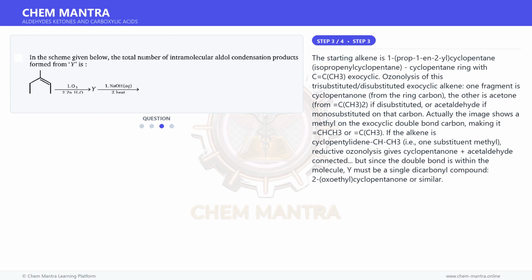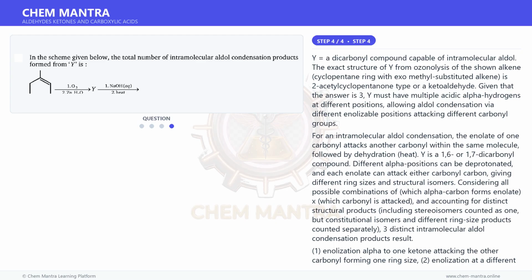Actually, the image shows a methyl on the exocyclic double bond carbon, making it =CH-CH3 or =C, CH3. If the alkene is cyclopentylidene CH-CH3, i.e., one substituent methyl, reductive ozonolysis gives cyclopentanone plus acetaldehyde connected. But since the double bond is within the molecule, Y must be a single dicarbonyl compound, 2-oxoethyl cyclopentanone or similar. And for the final step, Y is a dicarbonyl compound capable of intramolecular aldol.